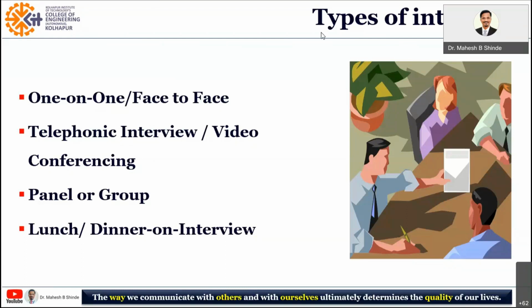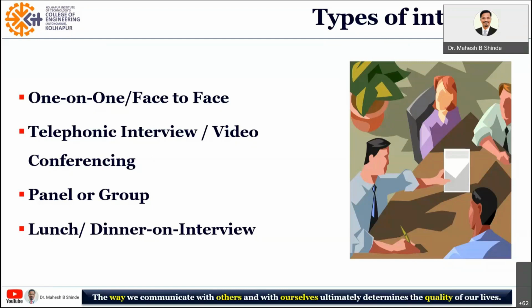So in face-to-face, there can be two different people. One is conducting your HR interview, another is conducting your technical interview. There can be one person who can conduct both, right? Some questions from HR, some questions from technical, or there can be two people sitting together and asking you. So that is one on one, face to face. There they want to actually see the type of candidate and that person's complete personality.